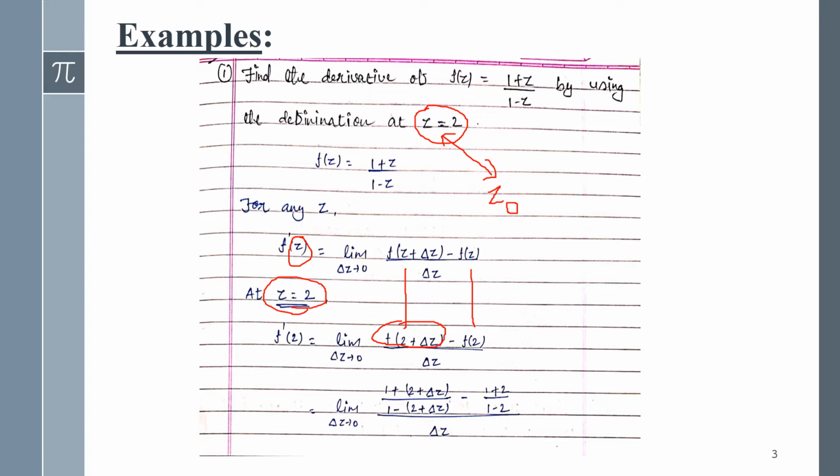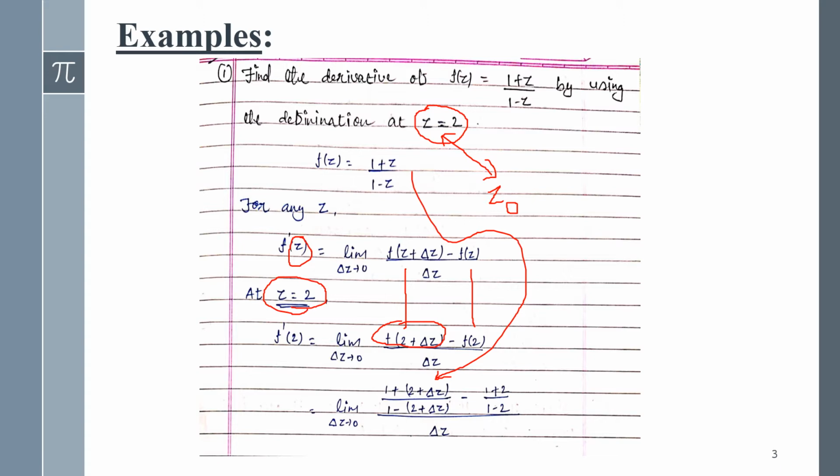So 1 plus z, where z here is 2 plus delta z. So here it will be 1 plus 2 plus delta z. I hope you are getting it, guys. Again repeating, f of z is given, and here f of 2 plus delta z. So in place of z we will now put 2 plus delta z.